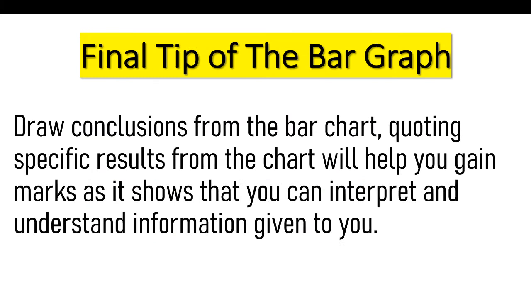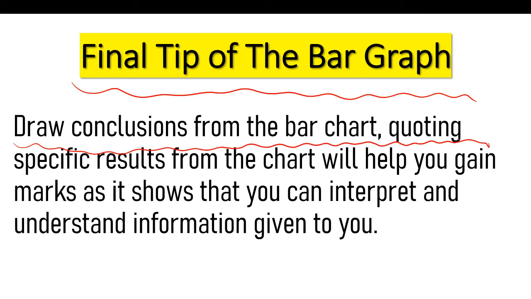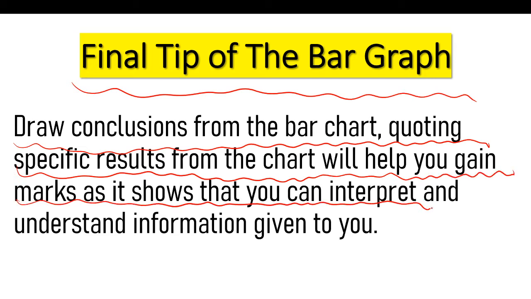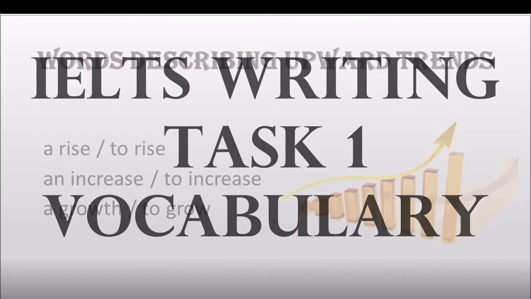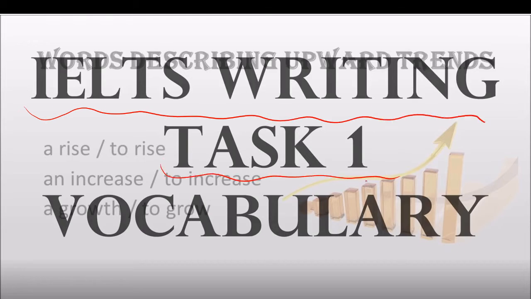Further is the final step of the bar graph. So what is the final step? Draw a conclusion from the bar chart. Getting specific results from the charts will help you gain marks, as it shows that you can interpret and understand the information given to you. So now let's see the vocabulary for writing task 1. It is very important that you emphasize the vocabulary for writing task 1. So now I'll be discussing the vocabulary for writing task 1.